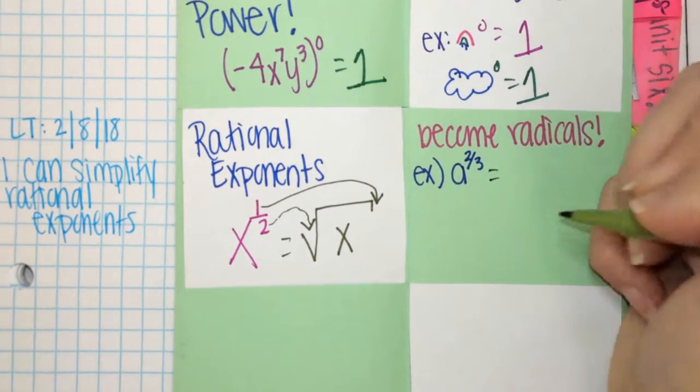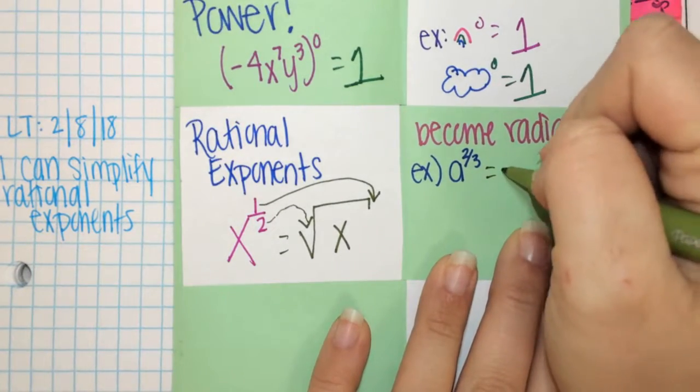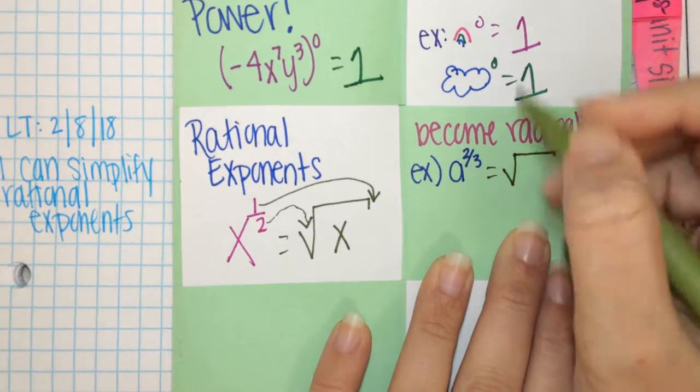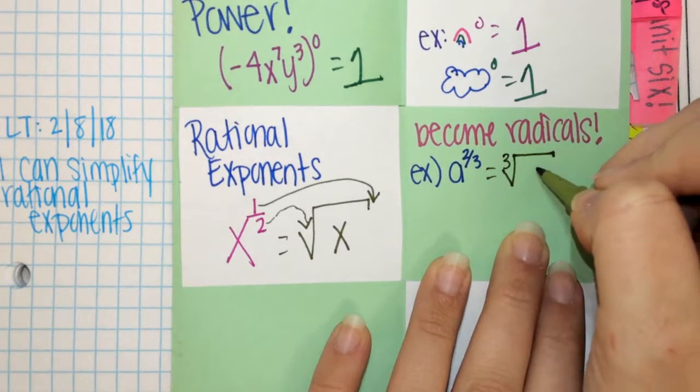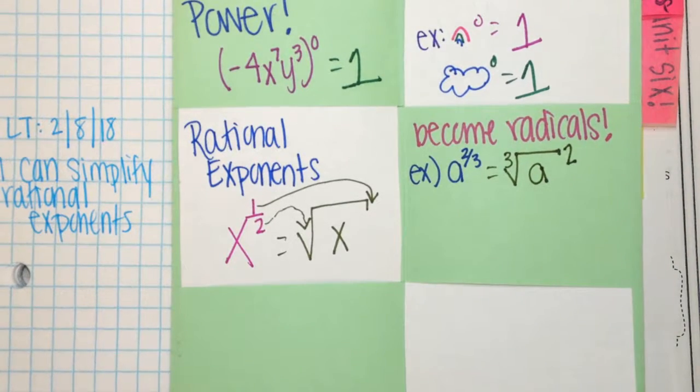Alright, so these become radicals. Which is going to go in the front of our mullet? That's what we call this thing. This is a mullet. The 3. Alright, the a goes under here, and then you put the 2 on the outside. So it's the cubed root of a quantity squared. Ta-da! Isn't it magic?